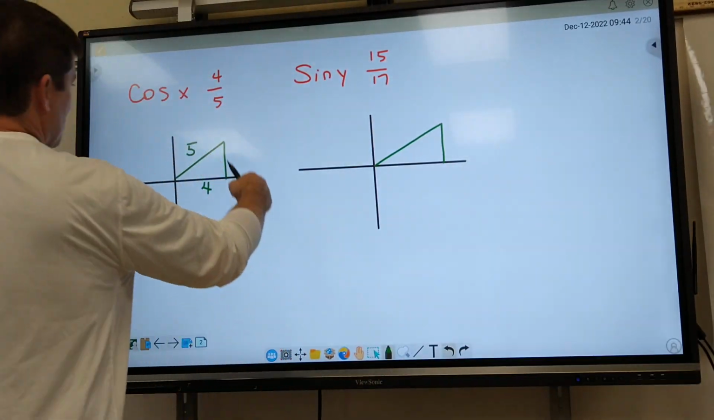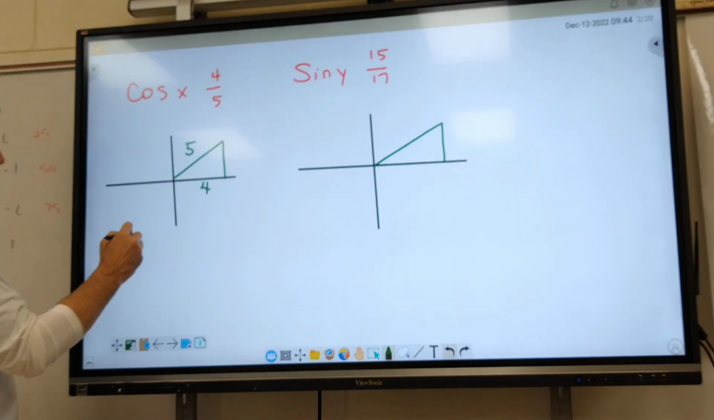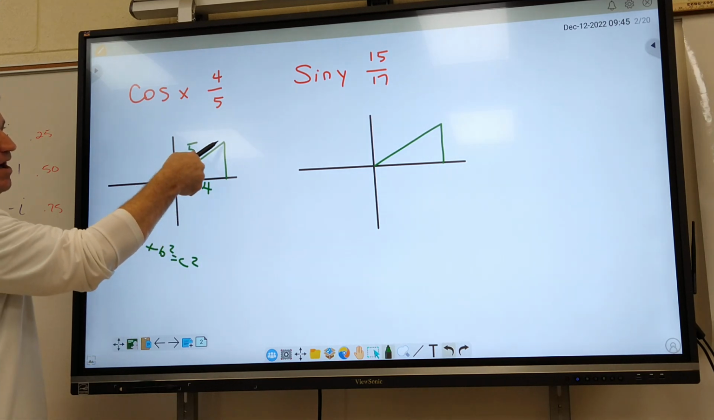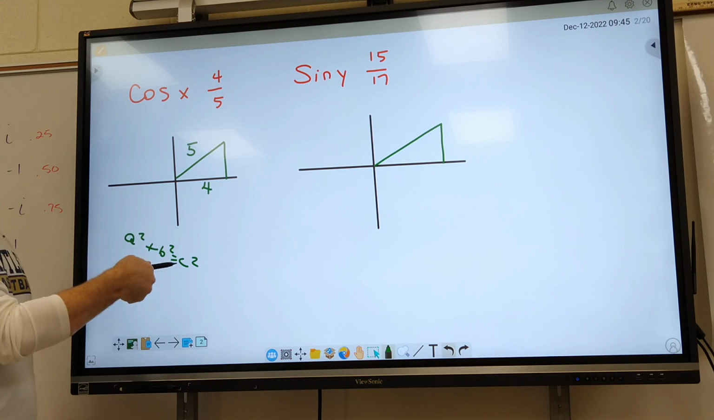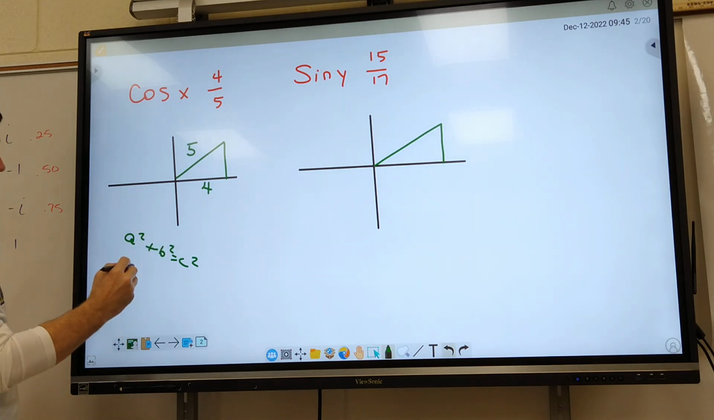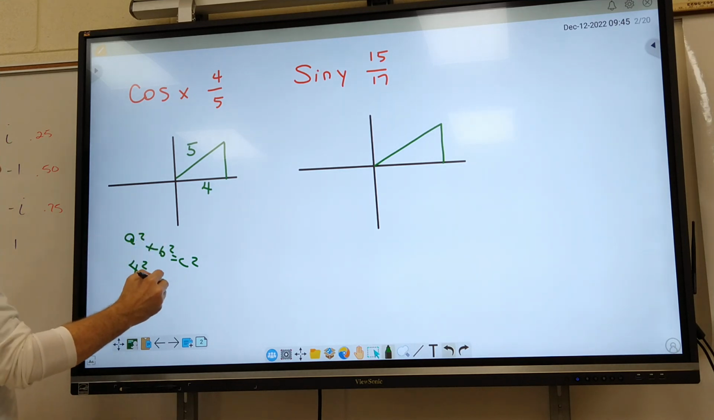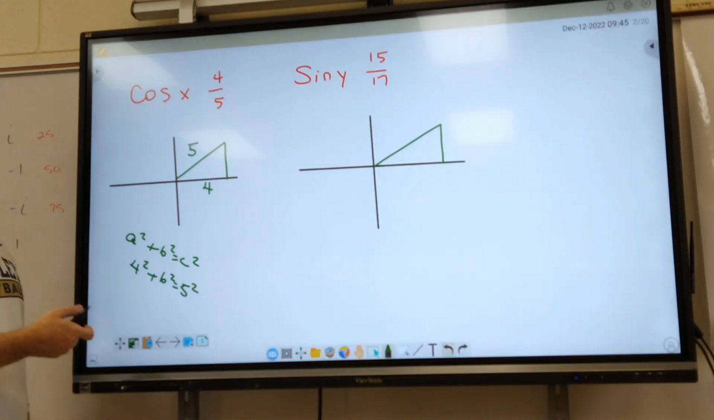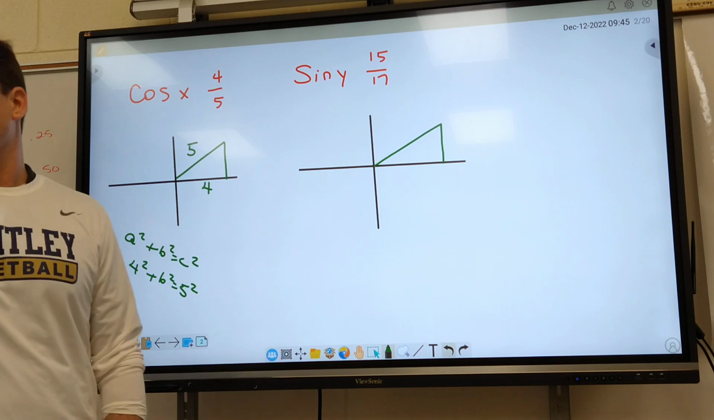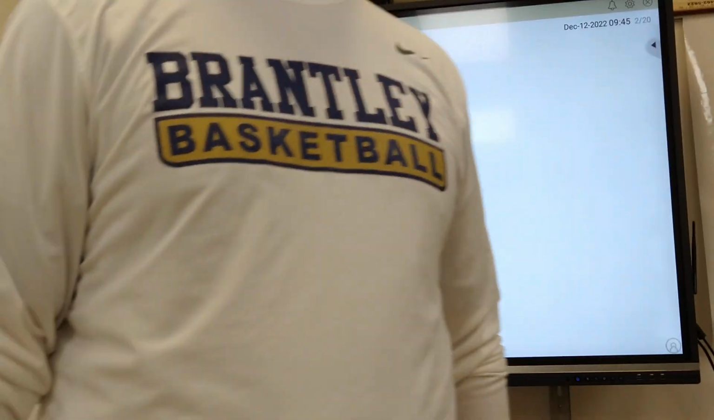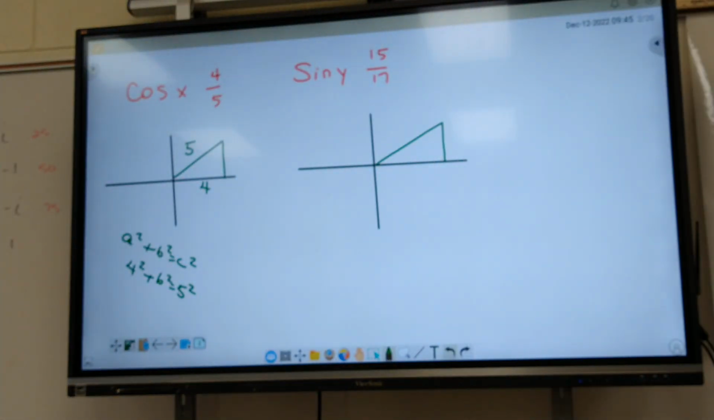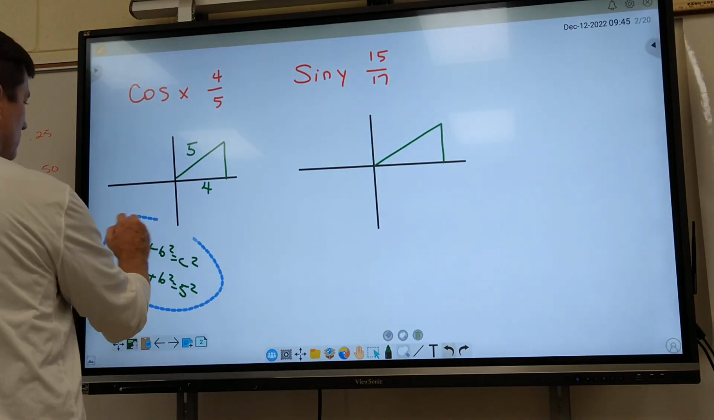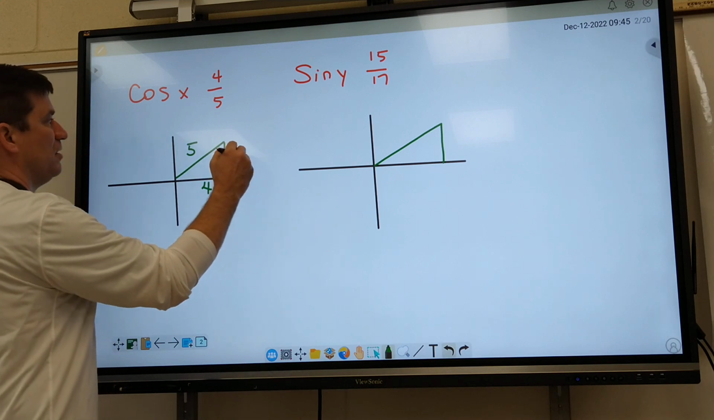So Hope, to find the other side, remember our formula is a squared plus b squared equals c squared. And remember, the hypotenuse, 5, is always the c. So if I put 4 squared plus b squared equals 5 squared, what do you actually type in your calculator? 5 squared minus 4 squared. Do that for me, Hope. Give me an answer. 9. Yeah, so the square root of 9 is 3, right?